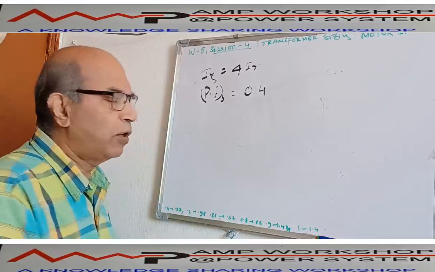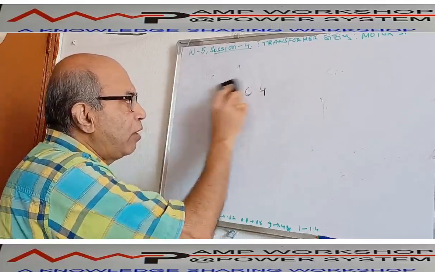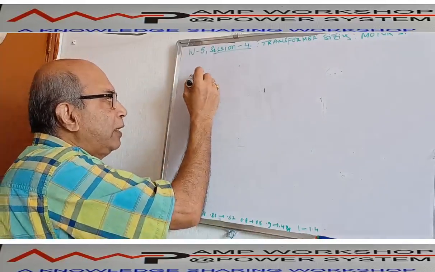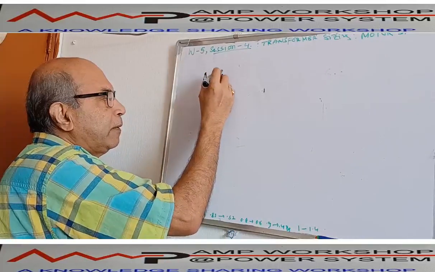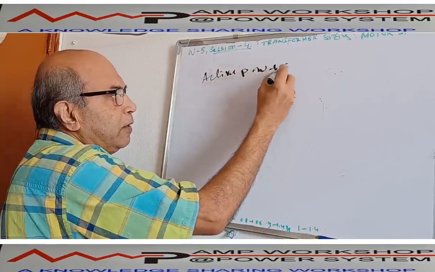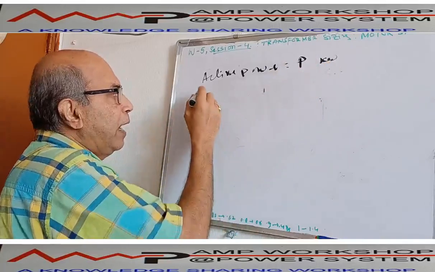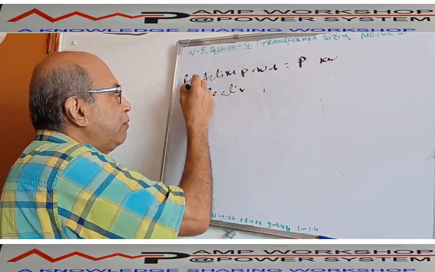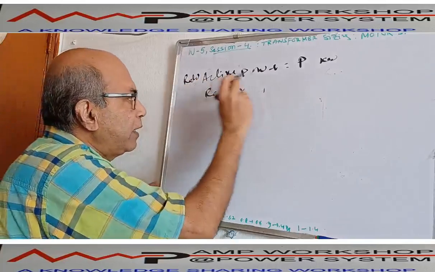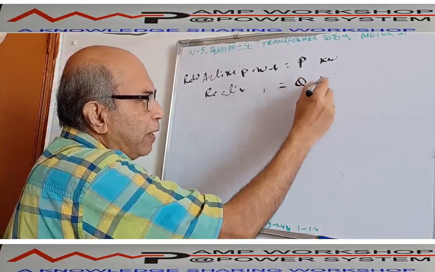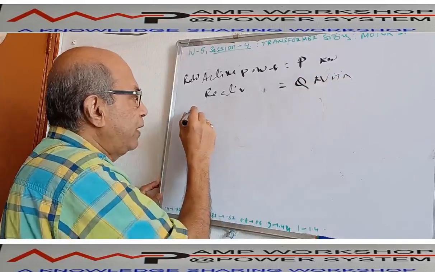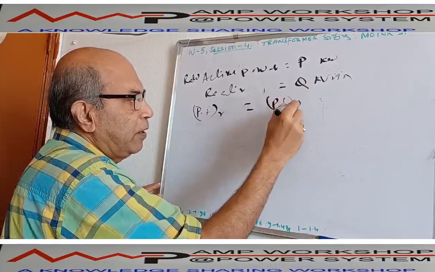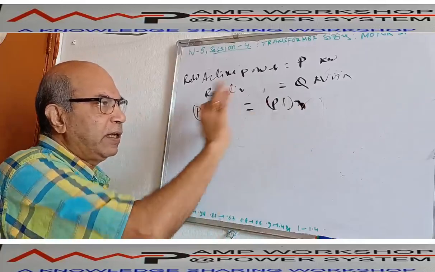Okay, so let us consider a typical motor. Suppose P is the kilowatt of the motor and Q is the reactive kVAR required for the motor. The motor has rated active power equal to P kilowatt when it is running at full load, and the reactive power is Q kVAR. And the power factor of the motor in the running condition, suppose this is PF running. This is the rated condition of the motor running.